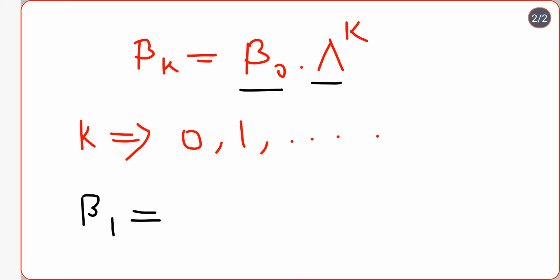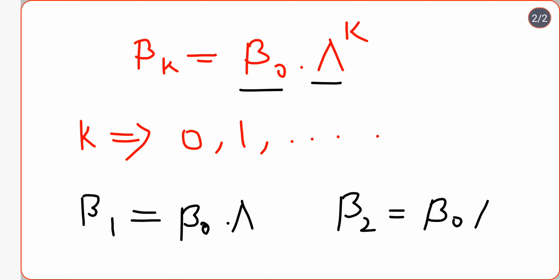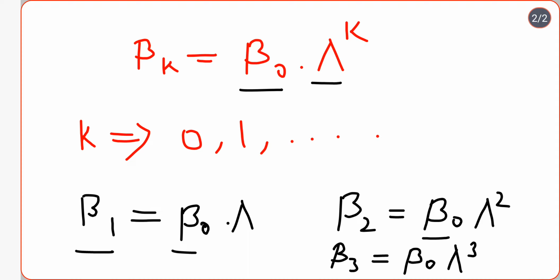Suppose I have to calculate beta 1, then in place of k I just put 1, so it will be beta 0 into lambda. If I have to calculate beta 2, it will be beta 0 into lambda square, right? If I have to calculate beta 3, it will be beta 0 into lambda cube, right? So basically we can represent all the betas, all the coefficients, with the help of beta 0.